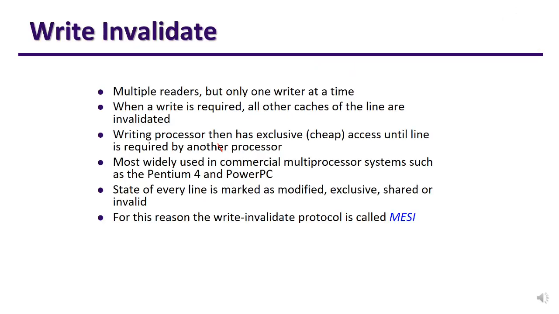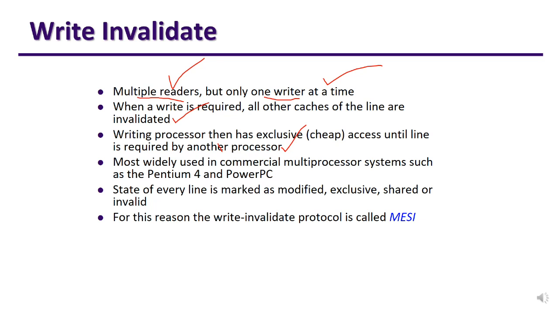Okay, these are some concepts. Multiple readers: all processors can read, but only one writer. Only processor one in our example. Any processor can write, but only one processor can write at the same time. When a write is required, other caches up the line are invalidated. When some data is written by one cache, the others are invalid. The writing processor then has exclusive, meaning cheap access until the line is required by another processor.